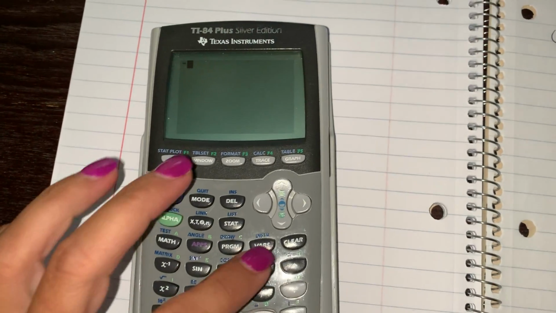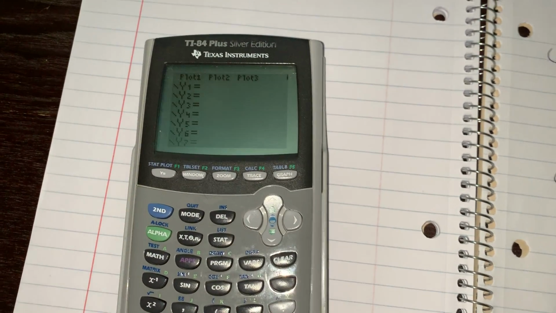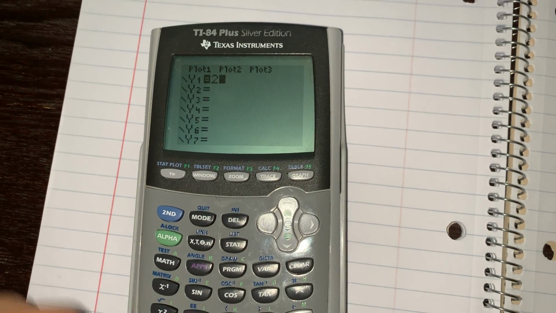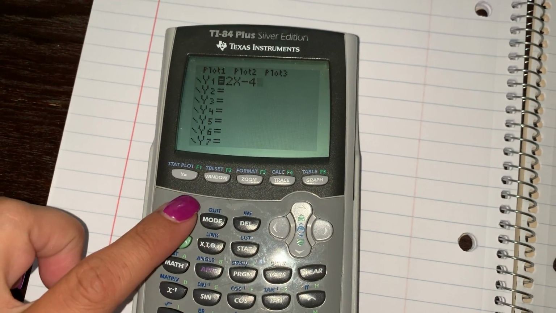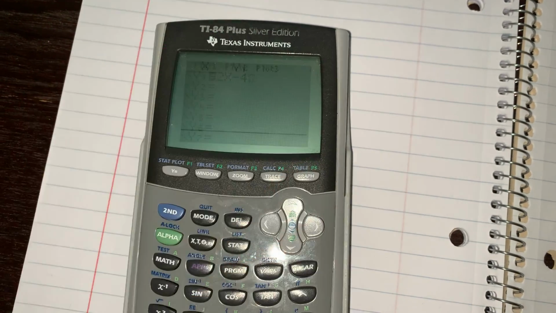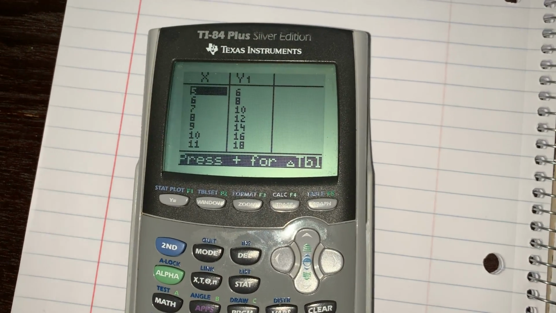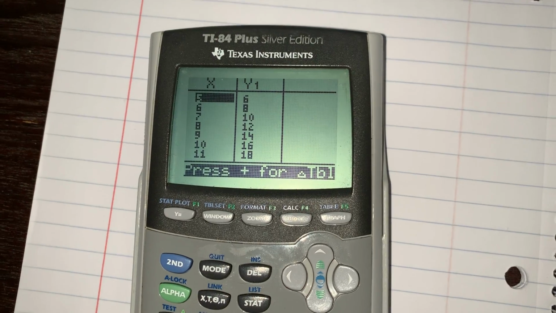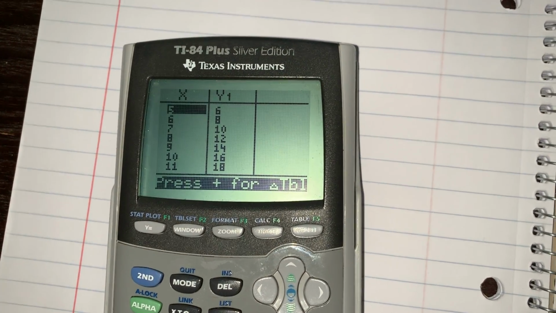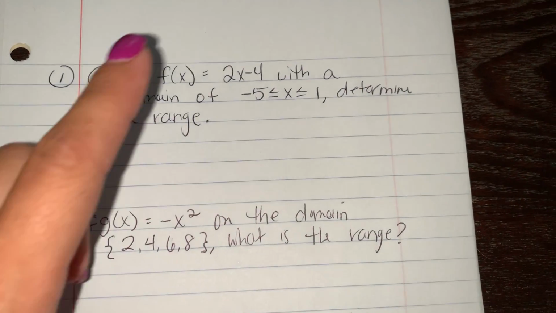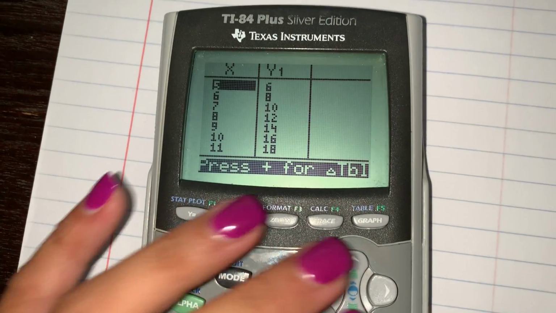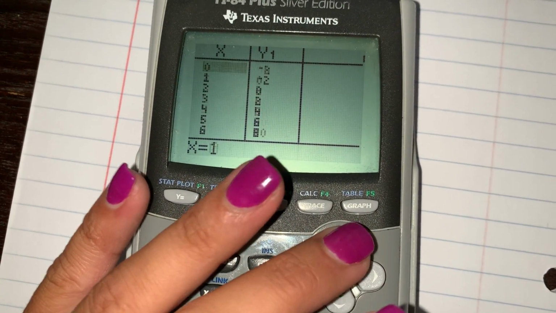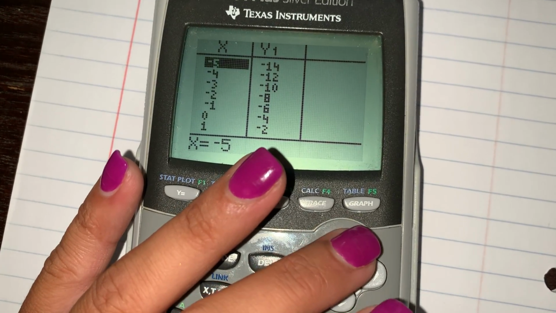We know that we have to go to y equals to type in our functions. So we'll put in 2x minus 4. Then we're going to do second graph to get to our table. So now we see here that we have x starting at 5, and we know that our domain from over here, x has to start at -5. So looking at our calculator, we have to go to find where x is -5.